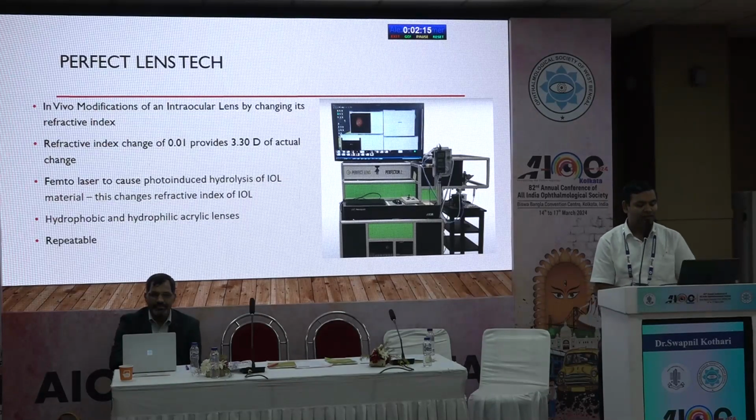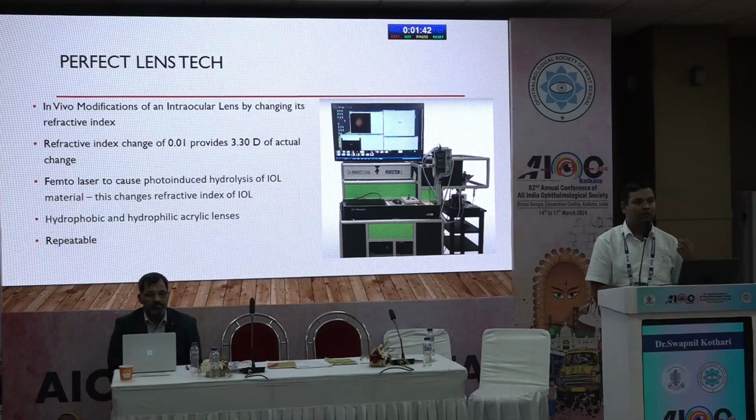This is another system that is again very, very exciting. This is a perfect lens tech. They are saying that they will be able to in vivo modify any intraocular lens that you have already put in. What they do is they change the refractive index of the lens itself. They're using a femto laser to cause photo-induced hydrolysis of the IOL material itself. So you are actually disrupting the IOL material itself, and as a result of that disruption, your aqueous will seep into the IOL and it will change the refractive index of the IOL itself. So any IOL that you have put in, you just change the power of that IOL.